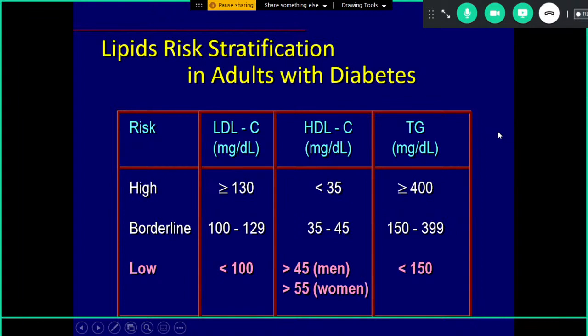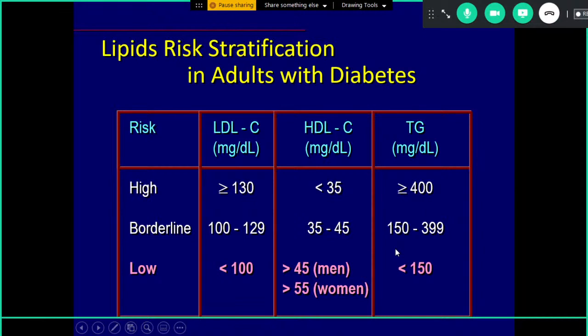Triglyceride is the secondary target. So you first bring down LDL. If LDL is controlled and TG persists, then you focus on TG. And the TG target has to be less than 150. HDL cholesterol should be more than 45 in men and more than 55 in women.